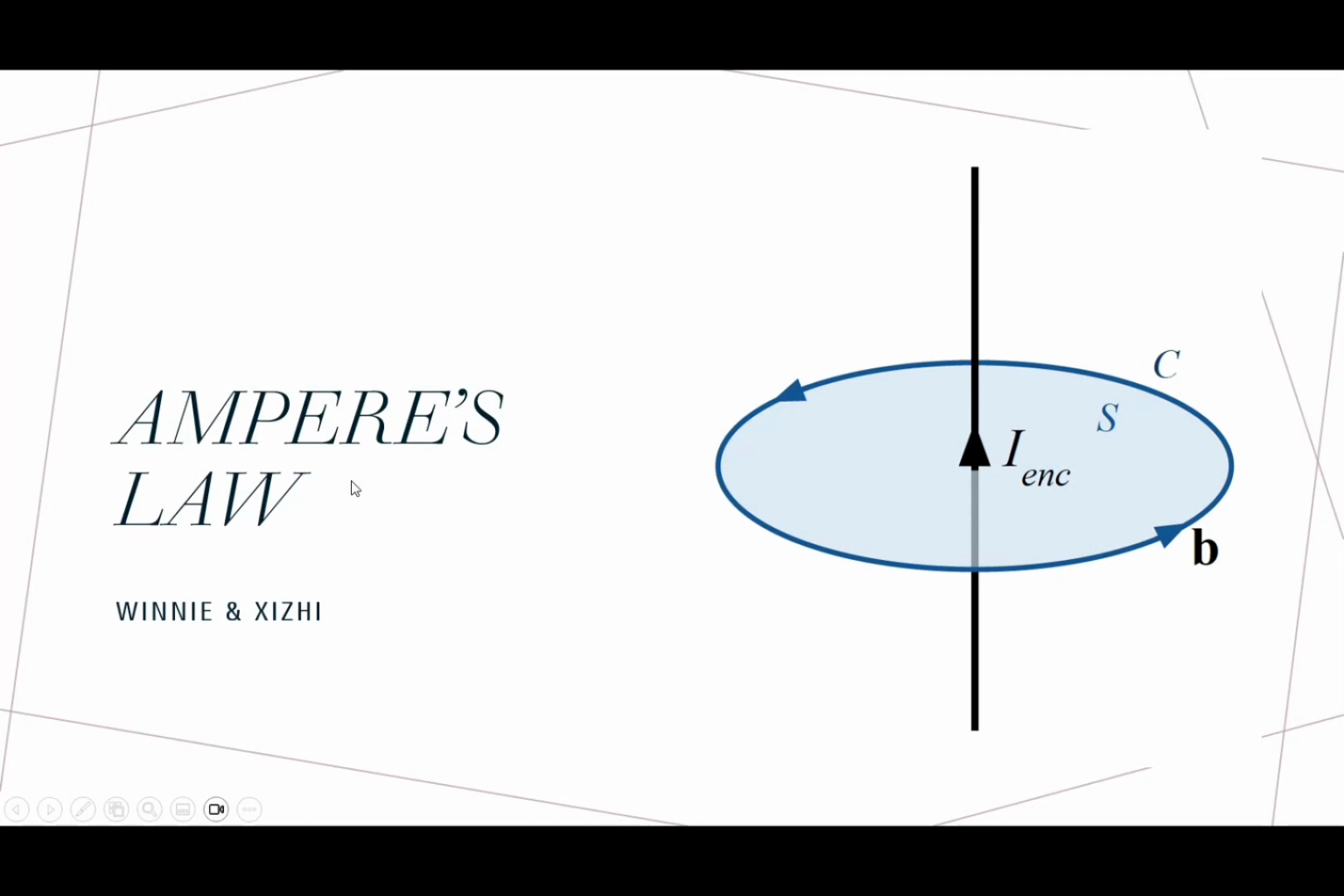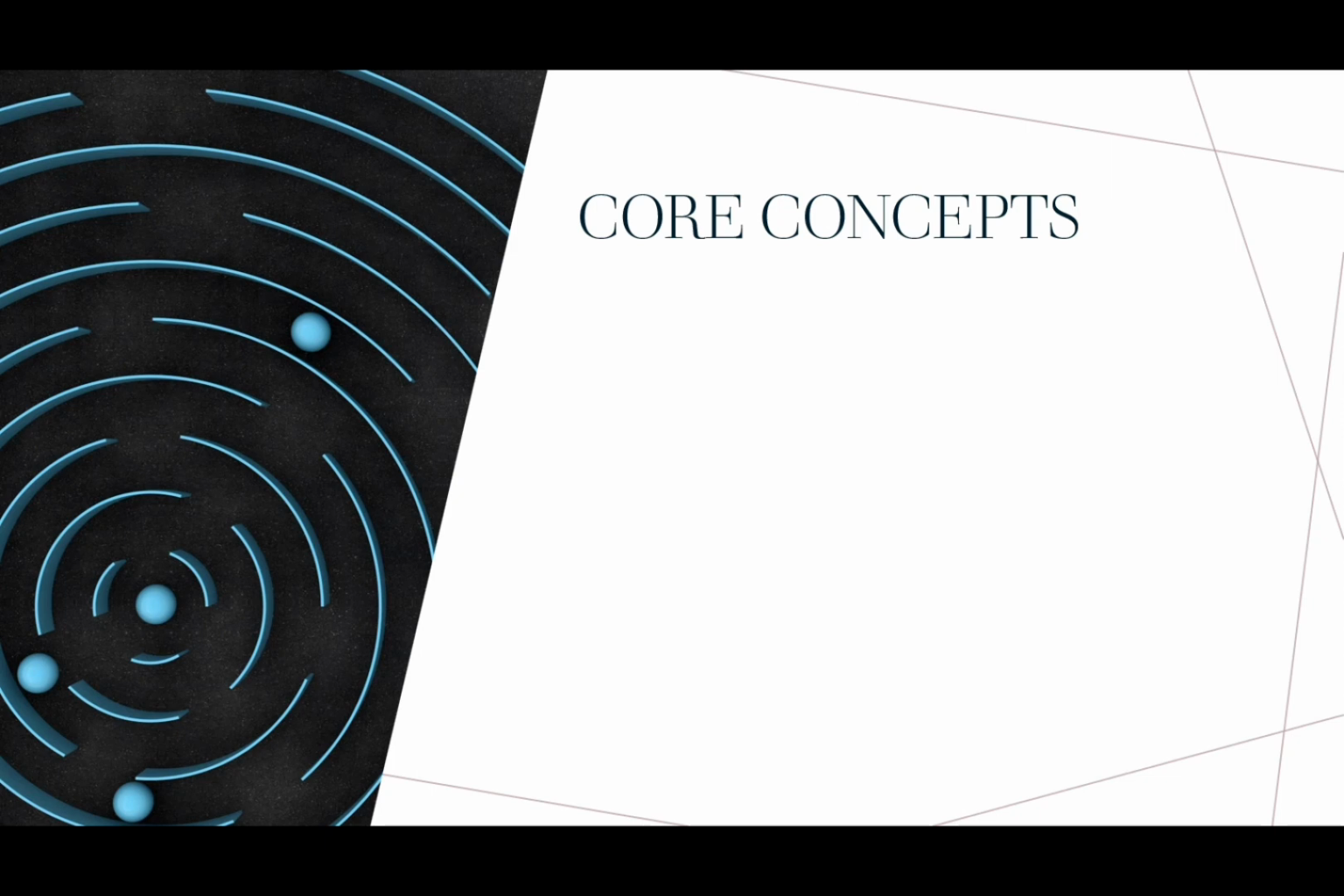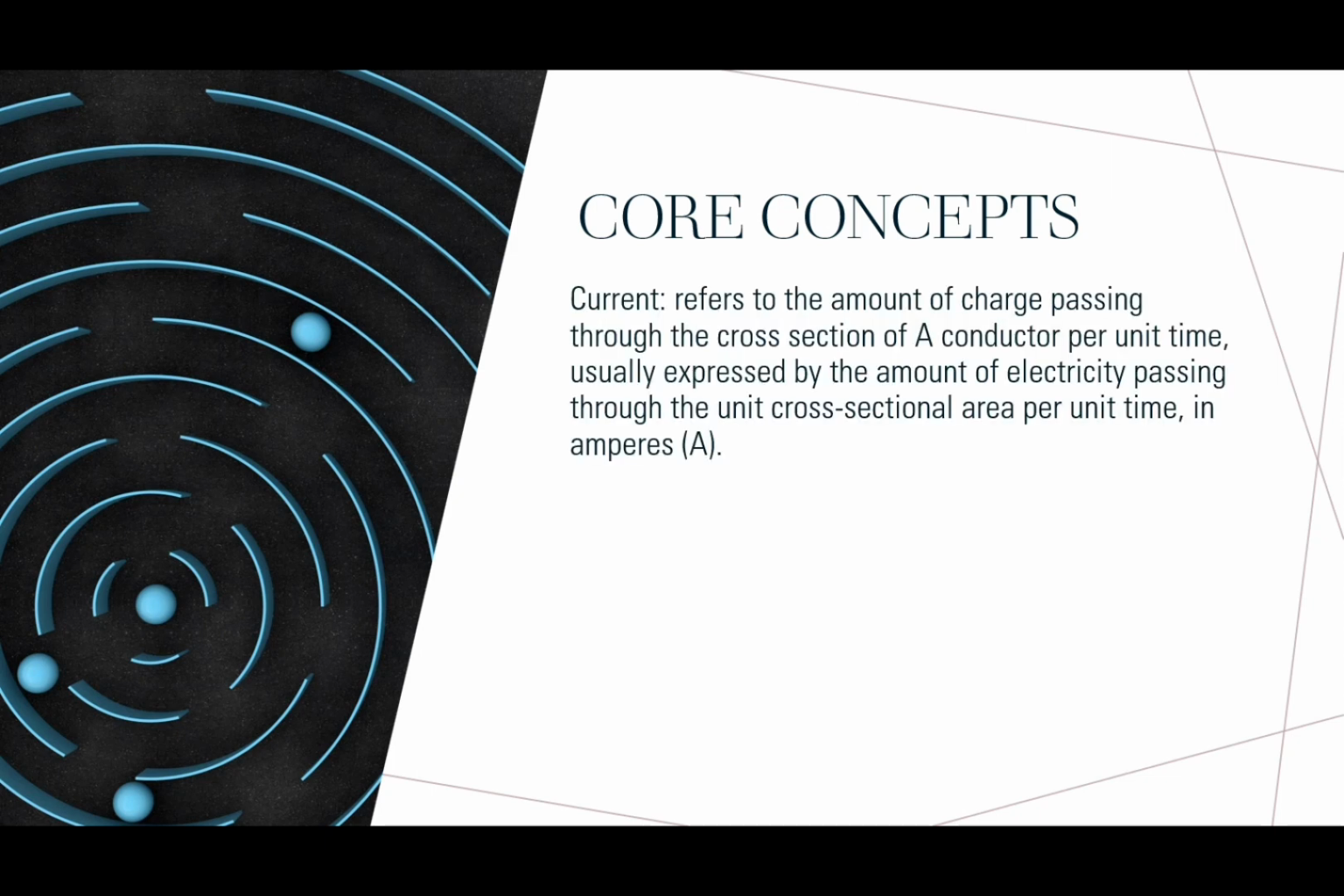So today we're going to talk about Ampere's law. First of all, we're going to talk about the core concept. The current refers to the amount of charge passing through the cross section of a conductor per unit time, usually expressed by the amount of electricity passing through the unit cross-sectional area per unit time, in amperes.